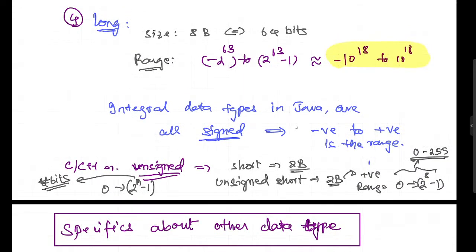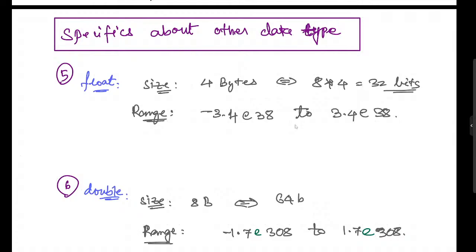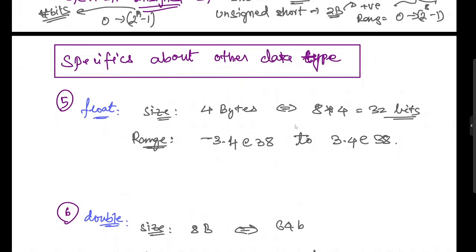But what you generally need to remember is this particular portion, that integral data types in Java are all signed. This is what you need to remember. Signed. Cool. Now moving on, we have specifics about other data types as well.